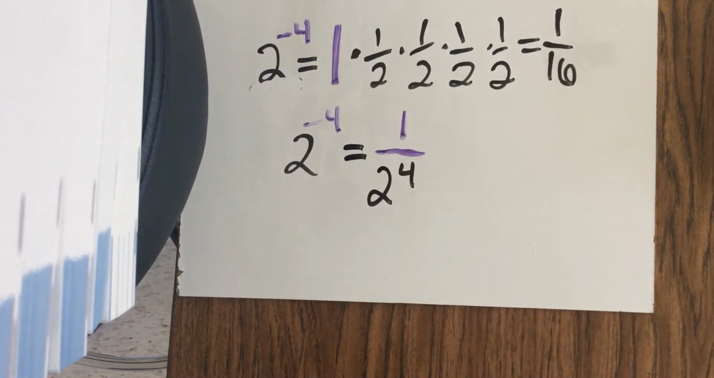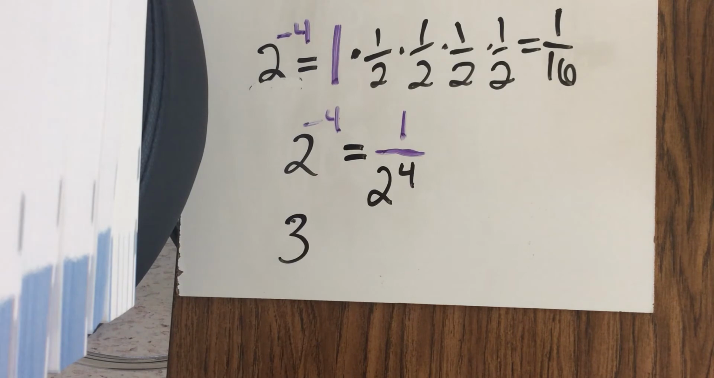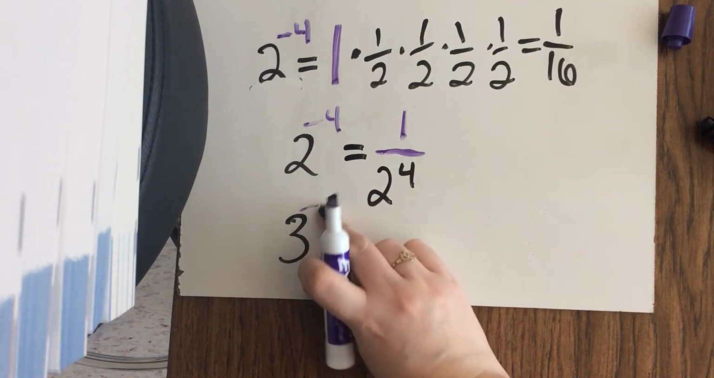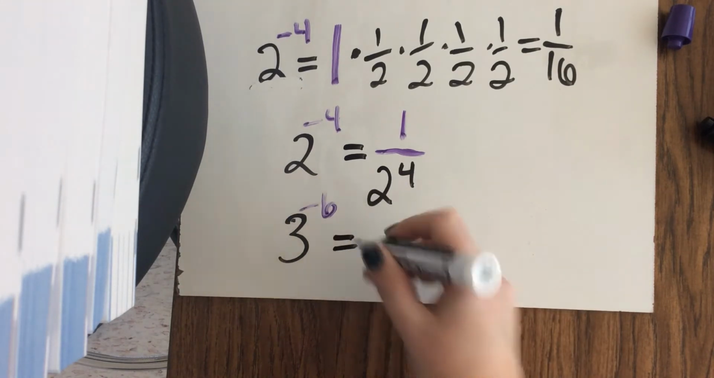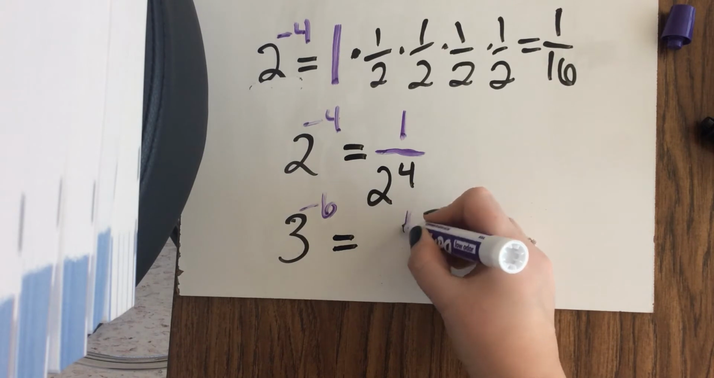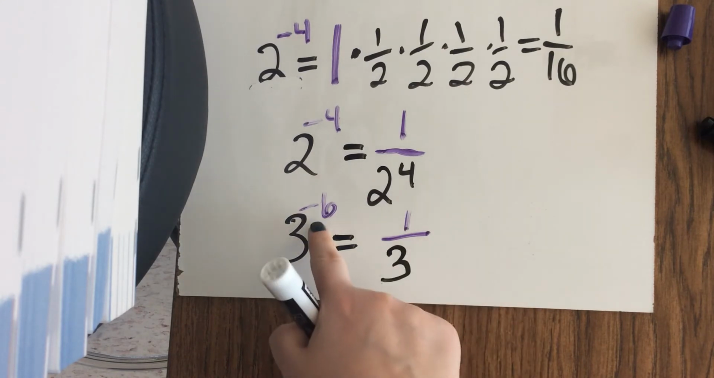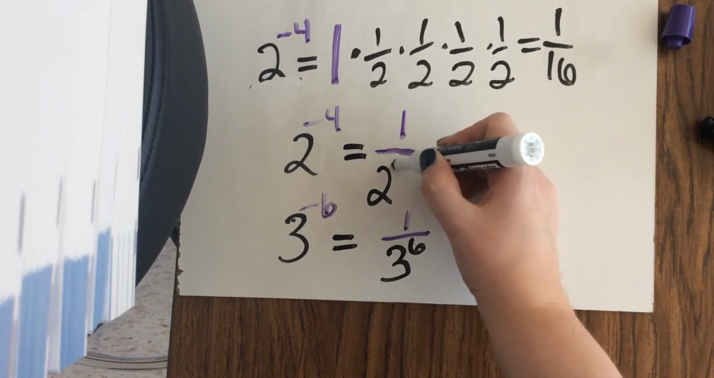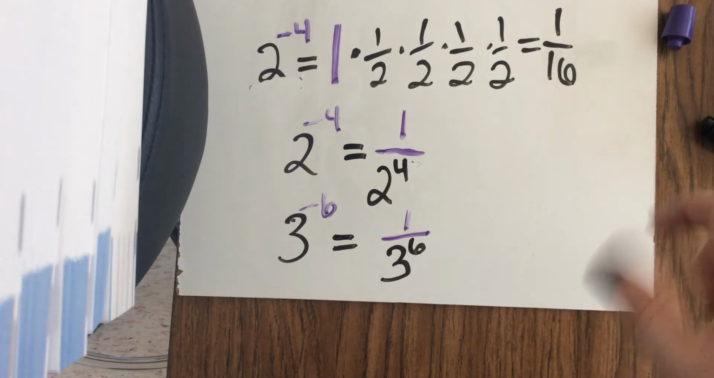So if we had, for example, 3 to the negative 6th, 3 to the negative 6 equals 1 over 3 to a positive 6. Okay, let's make sure that looks more like an exponent. Okay, so you are going to just flip it around.